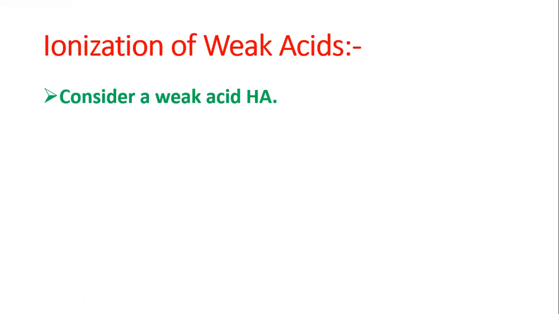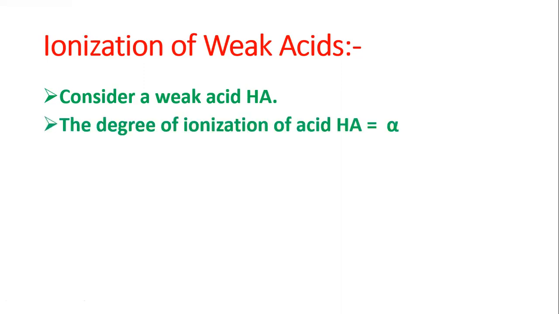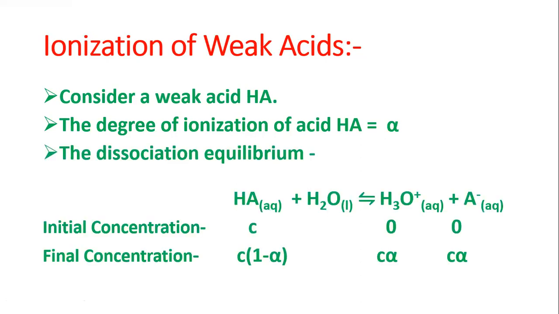Now consider any weak acid HA. Now let us take the degree of dissociation of the weak acid HA to be alpha. Now the ionization equilibrium of the weak acid HA can be represented as HA aqueous plus H2O reversibly giving H3O plus, that is hydronium ions, aqueous plus A minus, that is anions of the weak acid.